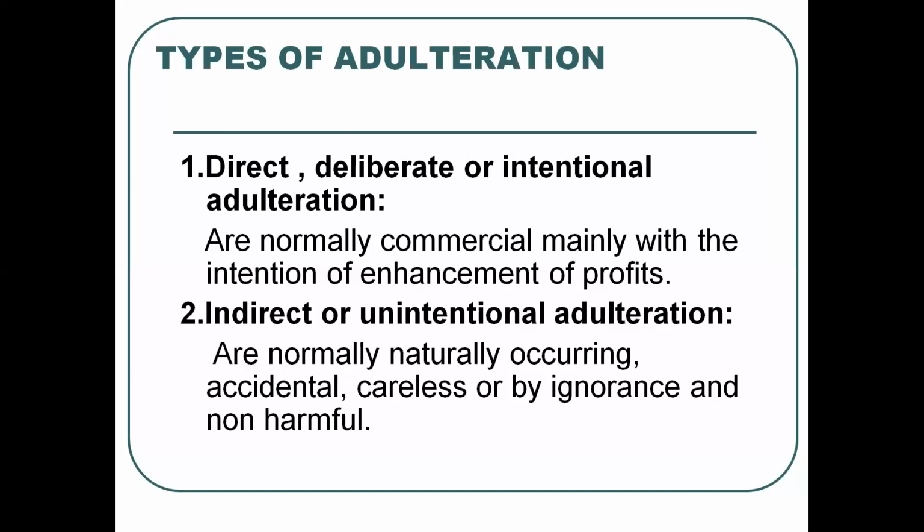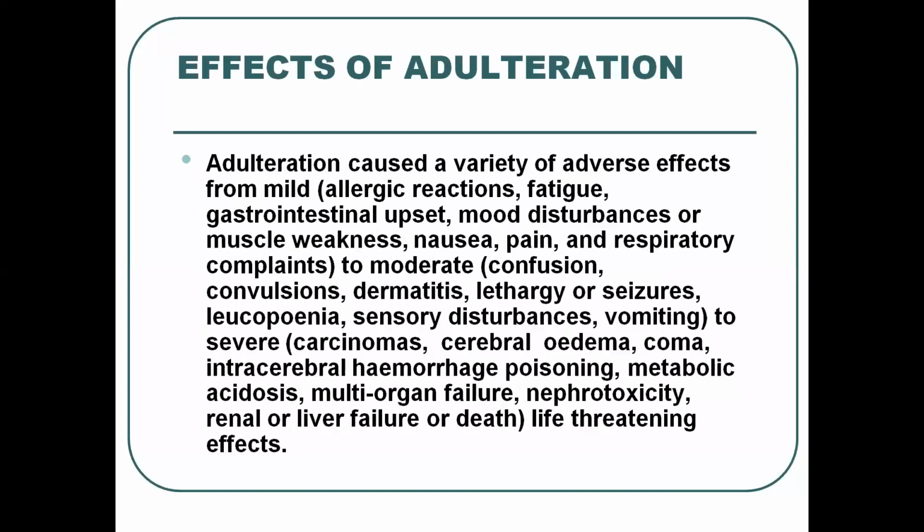So there are two types of adulteration. First one is direct and indirect. Next comes what are the effects or what are the consequences of adulteration. आपने adulteration कर ली, कभी सोचा कि क्यों कही जाती है adulteration और उसके effects क्या हो सकते हैं?